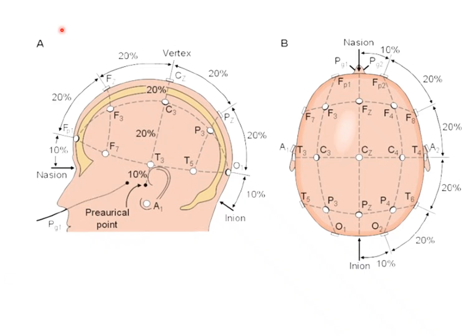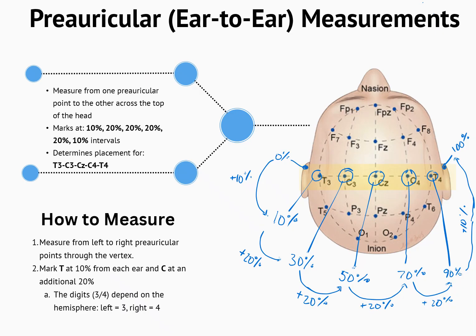Okay, and this is just a different representation, a different viewpoint of it. Okay, so now for our ear-to-ear measurements. If our giant's preauricular distance is also 100 centimeters, we're going to place T3 and T4 at 10 centimeters, or 10% of the total distance from each ear. So from here to here is 10% of the total distance, and then from here to here is 10% of the total distance. And in our model of 100, it's going to be 10 centimeters.